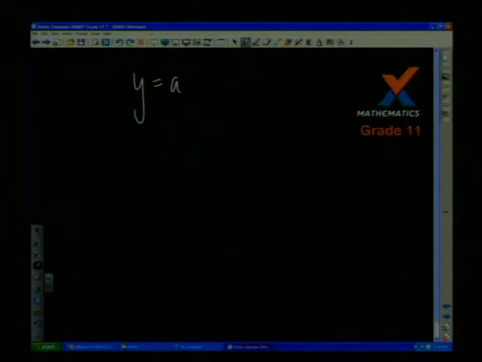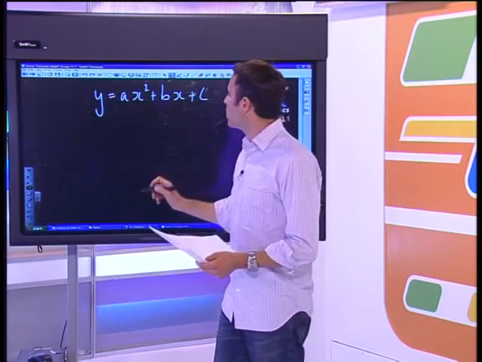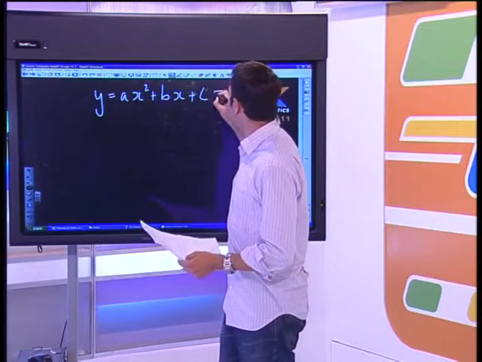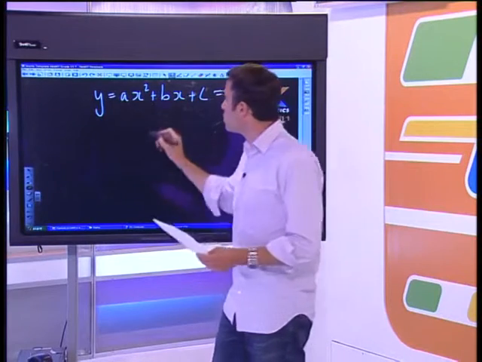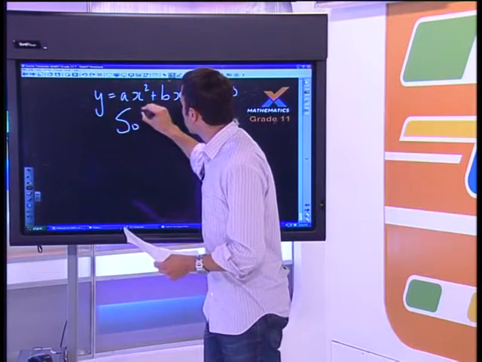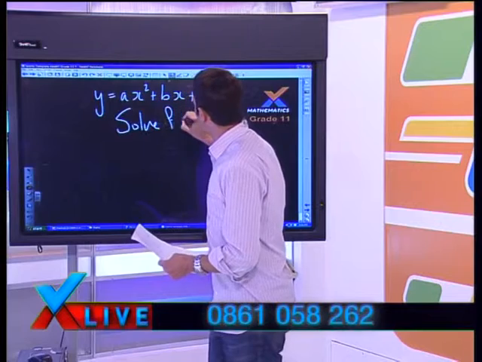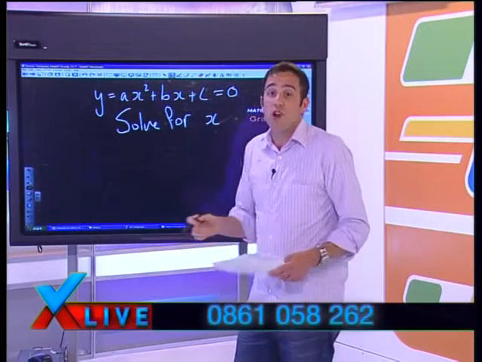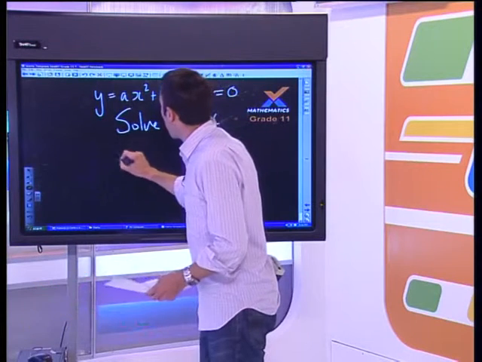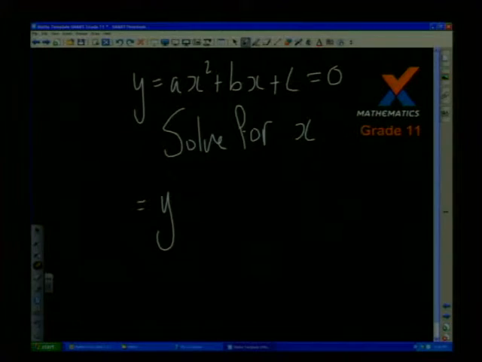y equals ax squared plus bx plus c. Now when I say solve a quadratic equation, what will normally happen is you'll be told that this thing equals 0. Okay? And what that means is you are now solving for x. Solving for x.